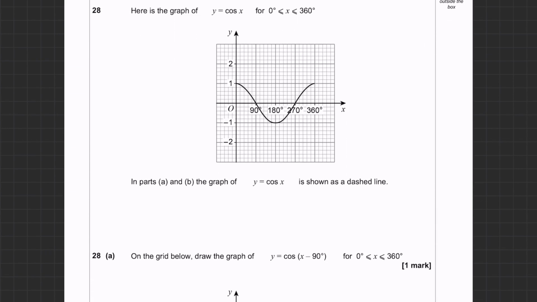Here is the graph of y equals cos x right here, between the values of 0 degrees and 360 degrees.